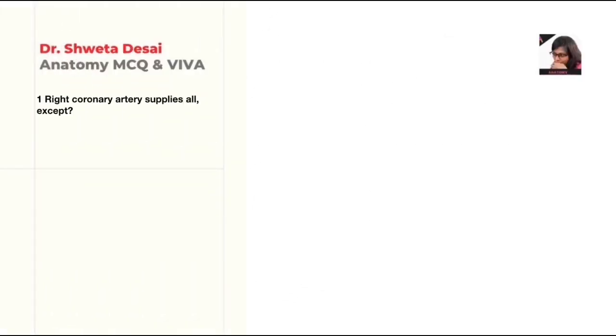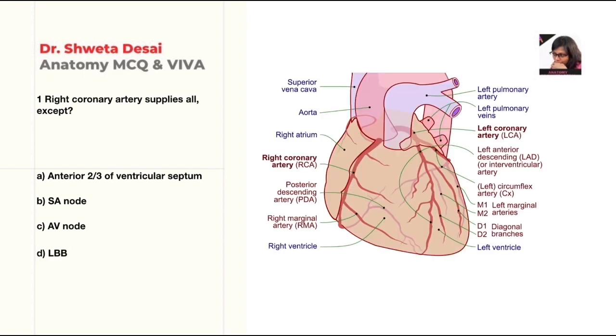Question number 1. Right coronary artery supplies all except A, anterior two-thirds of ventricular septum, B, SA node, C, AV node and D, left bundle branch. So here you can see this is the right coronary artery and the entire conducting system is supplied by the right coronary artery. So here the correct answer is A, anterior two-thirds of ventricular septum because it is supplied by the left coronary artery.